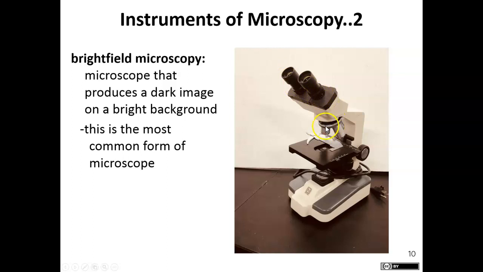Then you have the revolving nose piece here. The revolving nose piece holds 4 different lenses. You have this red line here. This red line is associated with the scanning lens. The scanning lens is 4 times magnified. Then we have this yellow line here. This is the low power lens, which is 10 times magnified. So you have a scanning and a low power objective lens.